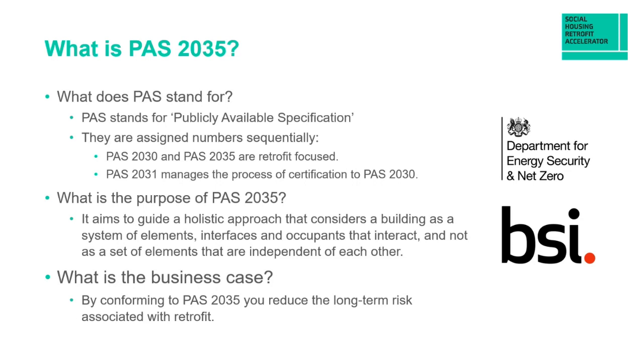The standard outlines how retrofit projects should be managed and delivered. PAS 2030 then is the British standard for the installation, commissioning and handover of energy efficiency measures. And there's also a PAS 2038, which is the British standard for the retrofitting of non-domestic buildings. We won't be looking at that one today. And the purpose of PAS 2035 is to provide guidance for a holistic approach that considers the building as a system of elements, interfaces and occupants that all interact with each other and they're not standalone.